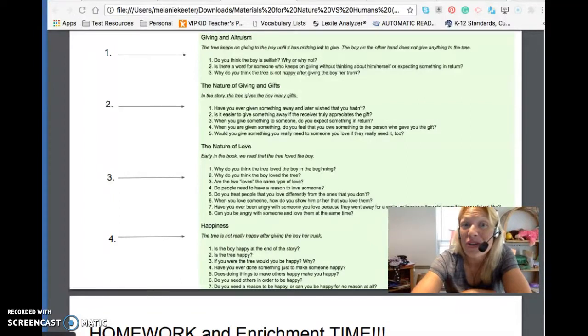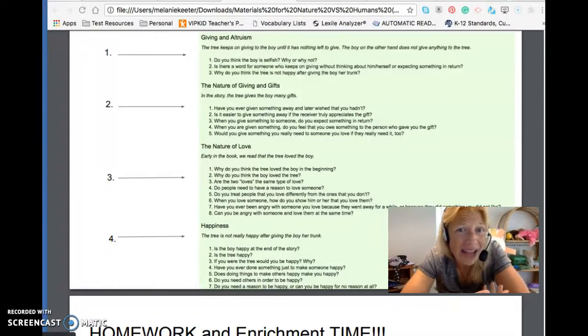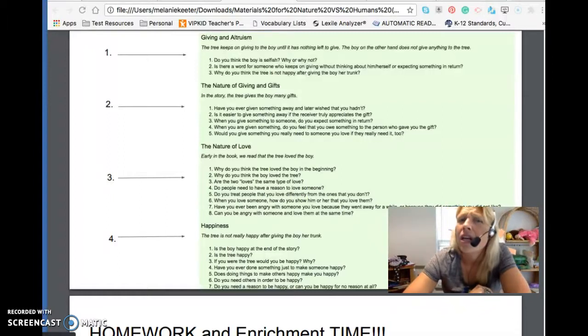Now look at the nature of giving and gifts. In the story, the tree gives the boy many gifts. Question 1, have you ever given something away and later wished you hadn't? Number 2, is it easier to give something away if the receiver truly appreciates the gift? Number 3, when you give something to someone, do you expect something in return?